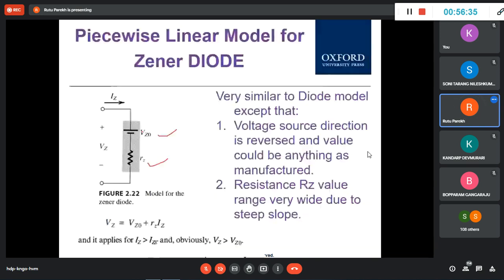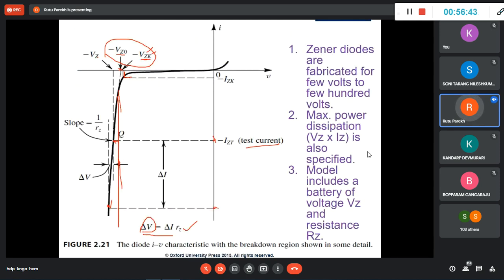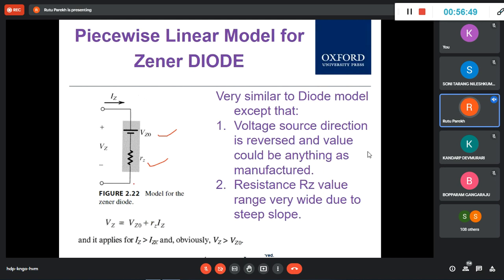It is given this way for IZ very, very greater than IZK, of course. So IZ is the current flowing at this VZ. But that VZ is given by VZ0 plus this. This voltage across this is the model, and this is the fixed voltage VZ0 plus RZ into this IZ. So this voltage is IZ RZ. The same current is flowing.